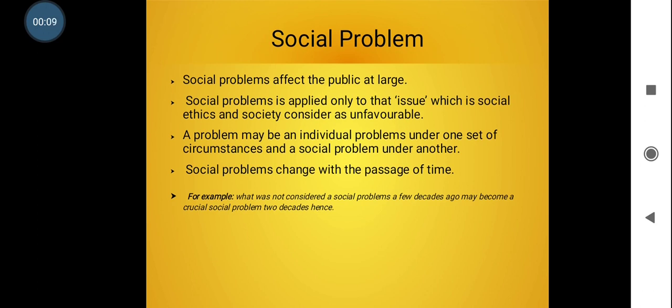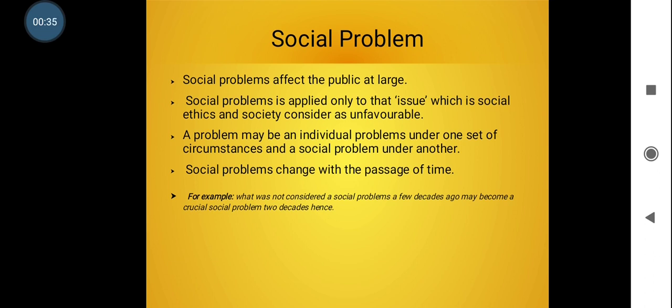Today we are discussing social problems. Social problems affect the public at large. A social problem applies only to an issue which social ethics and society consider unfavorable. A problem may be an individual problem under one set of circumstances and a social problem under another.